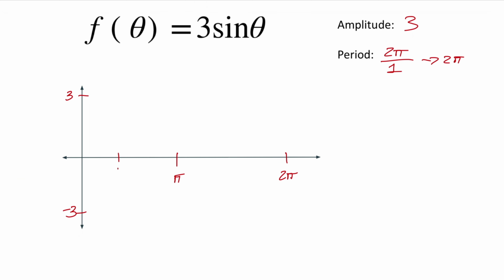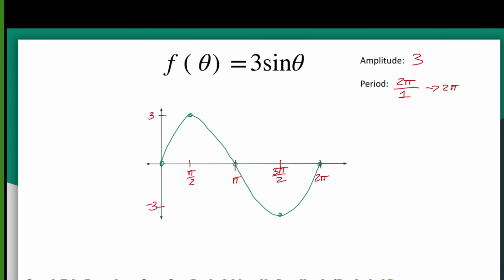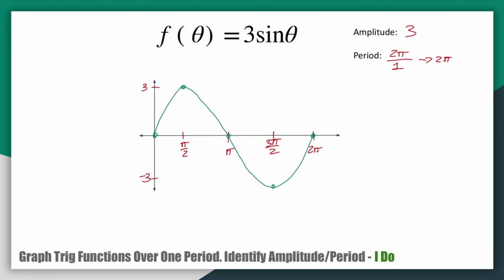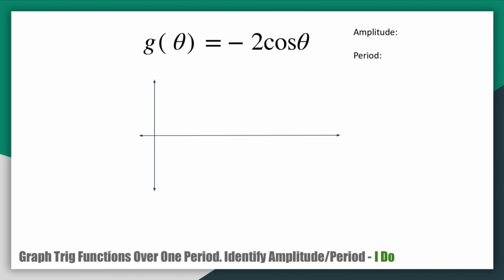And so I'm going to put my pi over 2, and my 3 pi over 2. Now the only difference between this one is just that it's going to go higher and it's going to go lower. So it's going to start at 0, 0. It's going to go up to 3, back through 0, down to negative 3, back to 2 pi. Boom, boom, boom. You're done graphing this one. Didn't seem so hard now, right? Okay. Let's do another one.